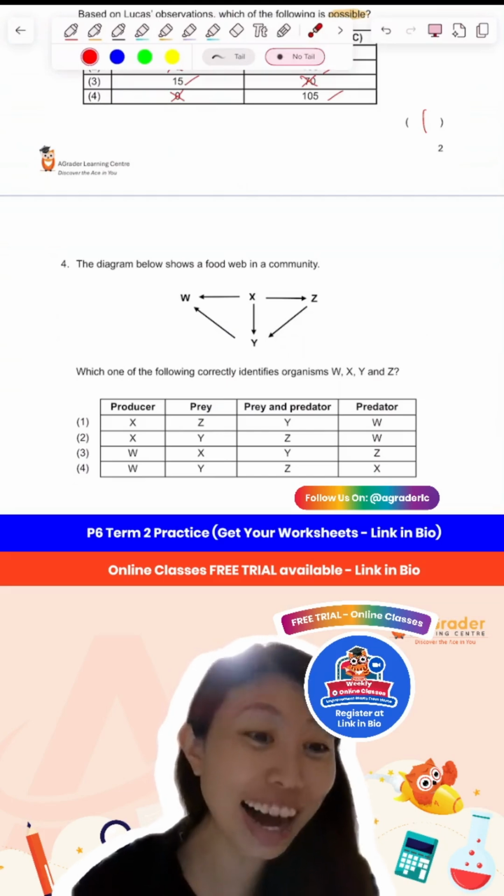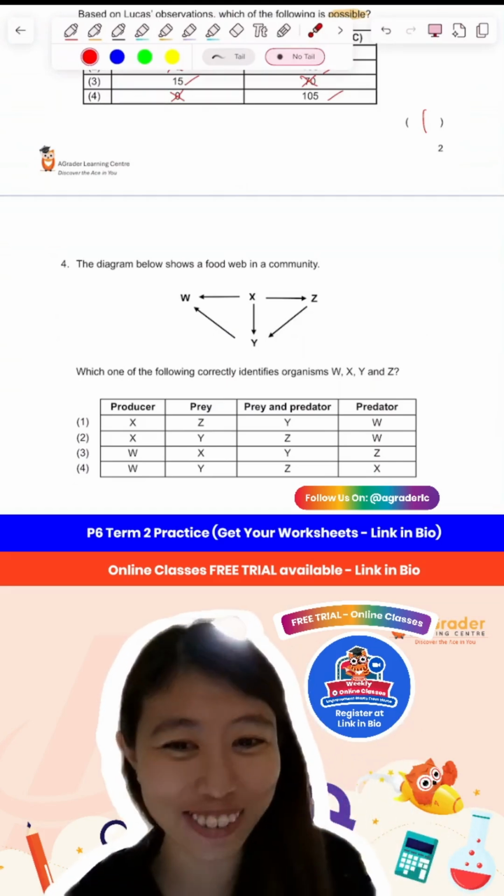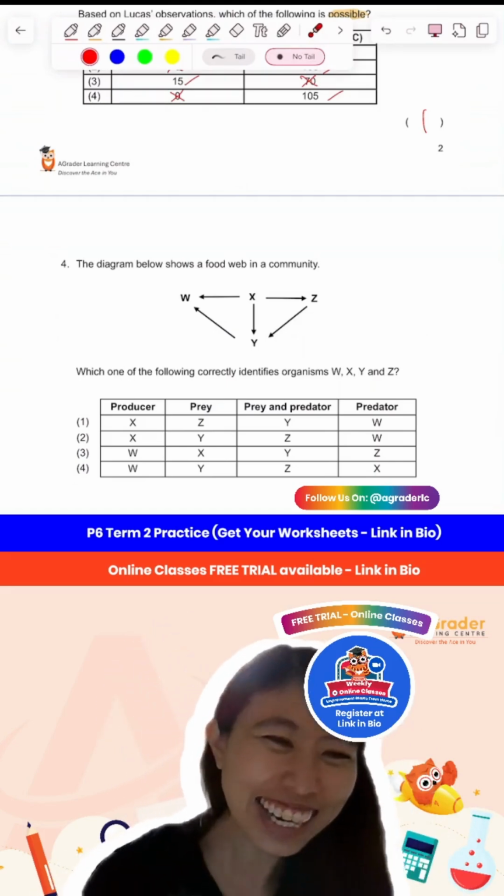Not in real life? A-grade is also in real life. Why do you say not in real life? You sounded like A-grade is an online game, not in real life. But okay.